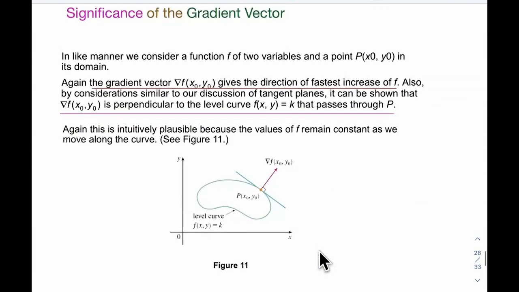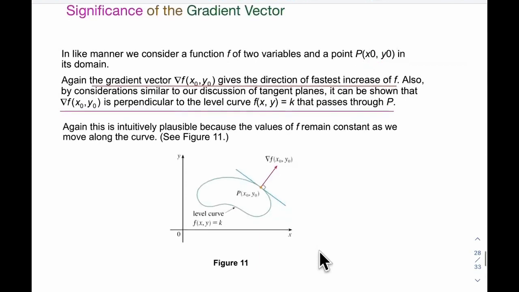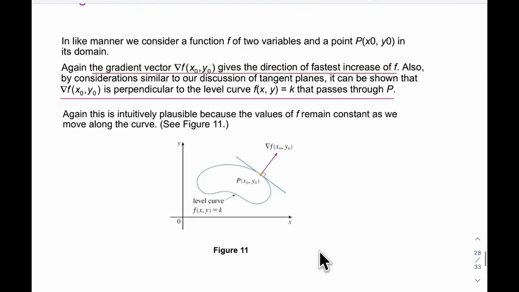All right. Now we go back to functions of 2 variables. The green one here is the level curve, and this pink one here is the gradient vector. The gradient vector is perpendicular to this level curve, which means that if you draw a tangent line of this level curve at this point, the gradient is perpendicular to the tangent line.